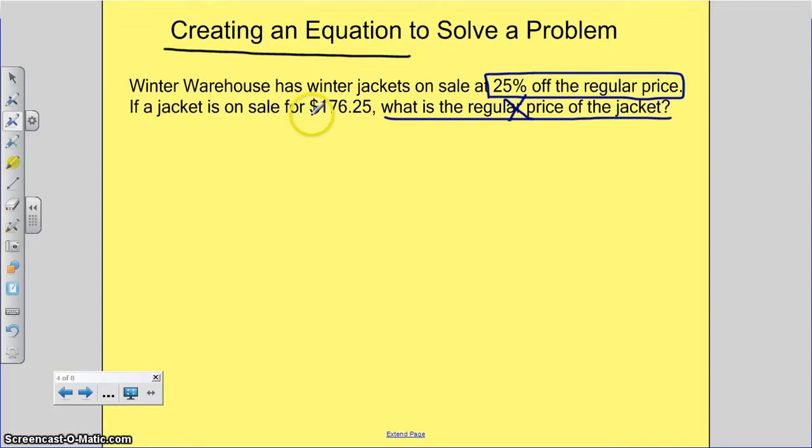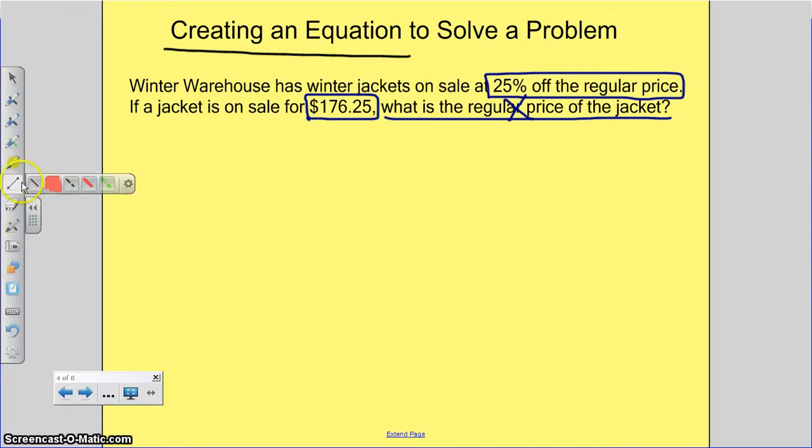Now, the jacket is on sale for 176.25, right? Okay, so that's actually 75% of the regular price of the jacket, isn't it? Right? So this is where it becomes a little trickier. So this represents 25% off, but it actually represents 75% on. That may take a few seconds to process, but that's what we're going to think about.